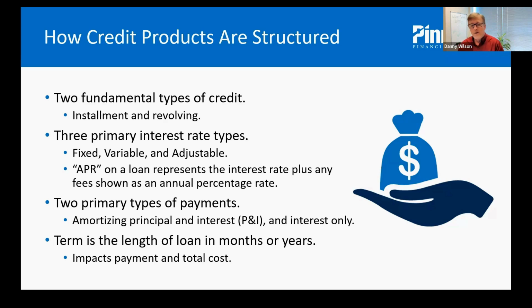And the APR on a loan represents the interest rate plus any fees shown as an annual percentage rate. So this gets confusing for a lot of people too. But if there are no loan fees on a particular credit product, then the APR is exactly the same as the interest rate itself, the underlying interest rate. When there is a fee, then APR is always going to be more than the underlying interest rate.